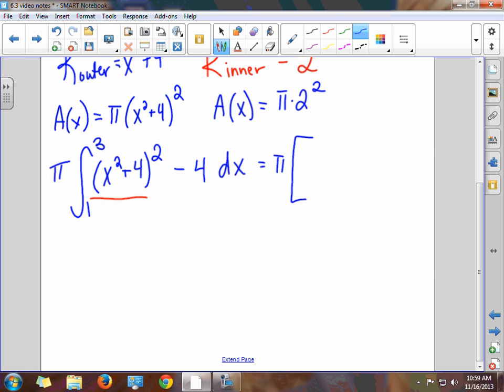So after I FOIL it out and I integrate it, I get 1/5 x to the 5th minus 4x squared plus 12x, and I'm taking this from 1 to 3. And so when I do all this math, I get 202 pi over 5.